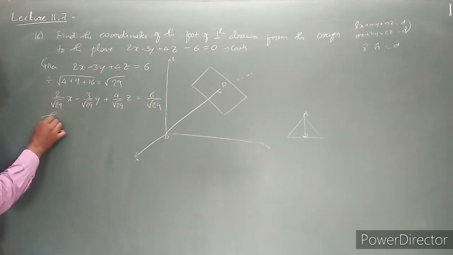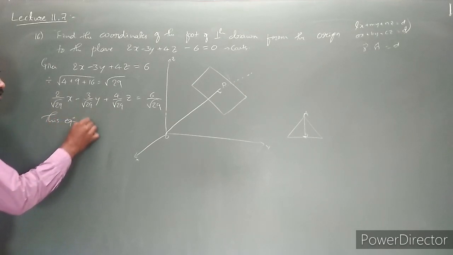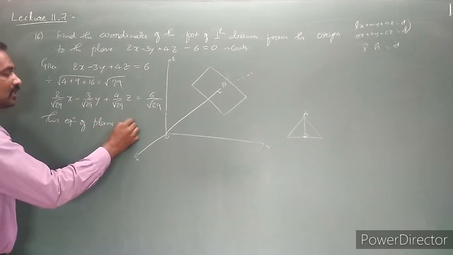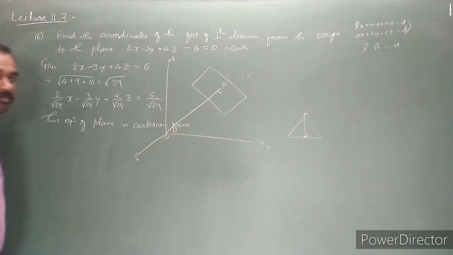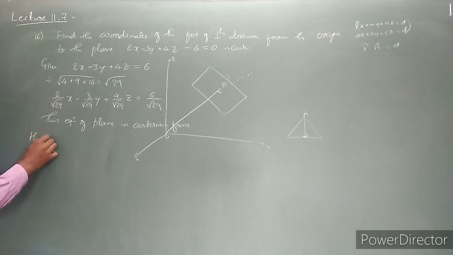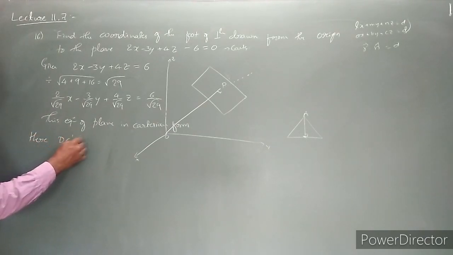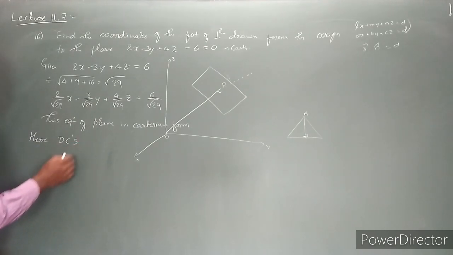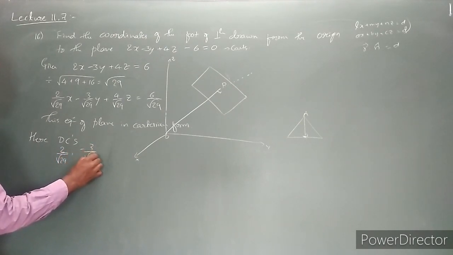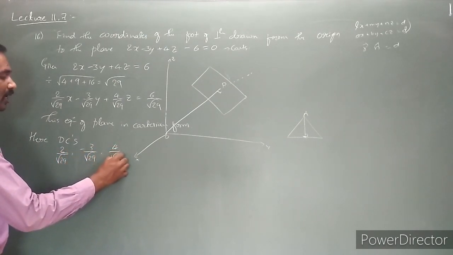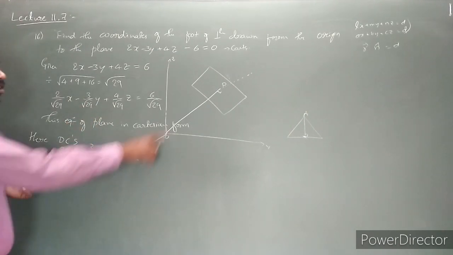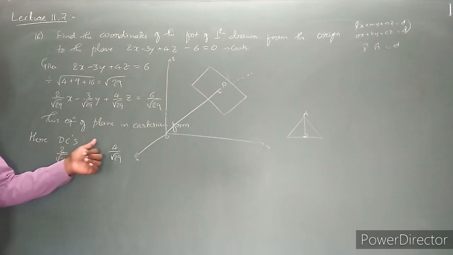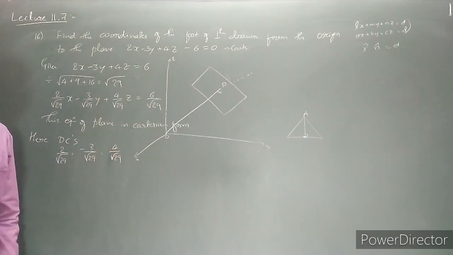Now this is the equation of the plane in the Cartesian form. So here the direction cosines are called, what are the direction cosines? Direction cosines are 2 by root 29, minus 3 by root 29 and 4 by root 29. These are the direction cosines of the unit vector.